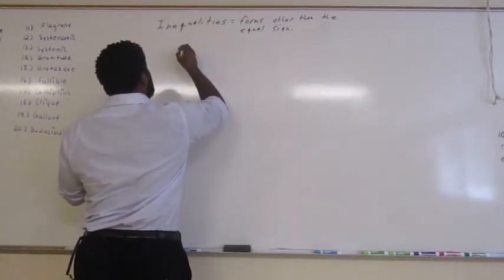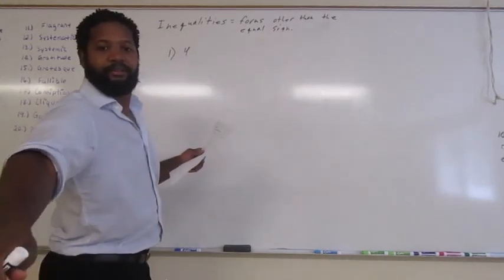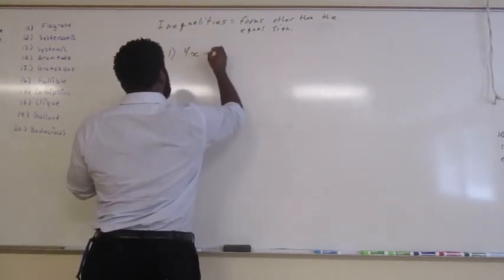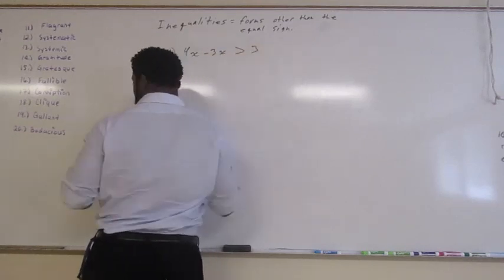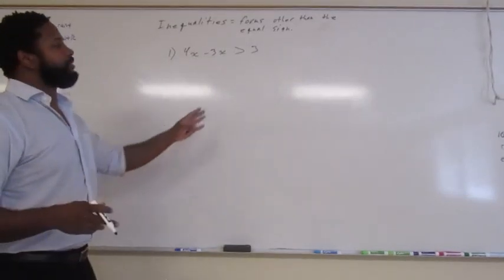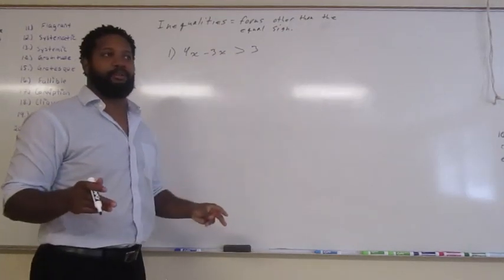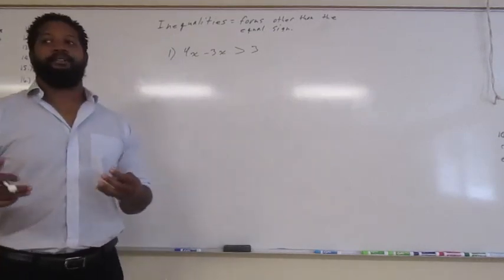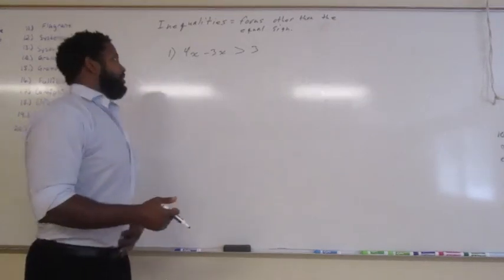You have 4x, number 1. Just place it right there. Thank you. You have 4x minus 3x is greater than 3, right? For your first one, treat this like an equal sign. Treat this like a regular multi-step equation, okay? And this is why I went over multi-step equations first, because you're not going to be able to get any further unless you know how to do multi-step equations here, all right?